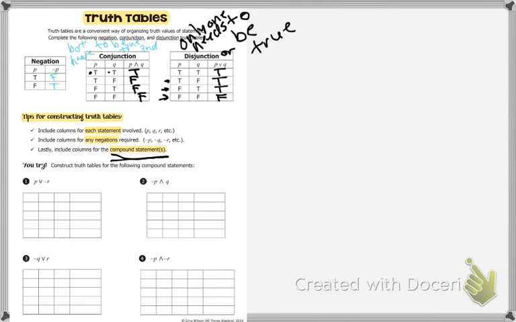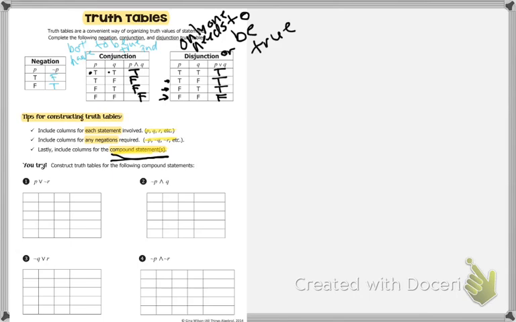Here are some tips on how to create your own truth tables. I don't think you'll have to do that with me. I'll provide you with the truth tables anyways. You just have to fill them in. You will have to create a truth table for each statement or each individual letter without the negation. Then you look at it and you'll have to see, okay, do I have any negations? Yes, so then you'll have to make a column for each one of those. Lastly, you'll have to do the compound statements.